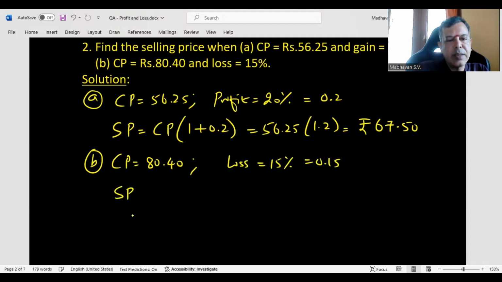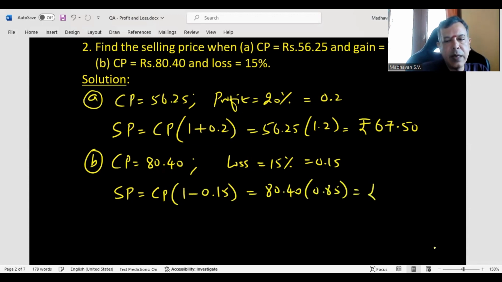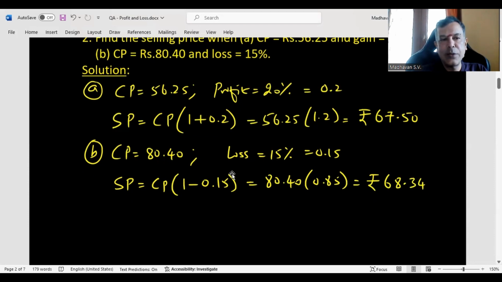So if I have to calculate selling price, since the loss is 15%, which means that the seller could retain only 85%, opposite of 15%, or you can say 1 minus 0.15. So let me write cost price into 1 minus 0.15, and that is 80.40 times 0.85. If we calculate, we will get the selling price as 68 rupees 34 paise. Let us move on to the next question.